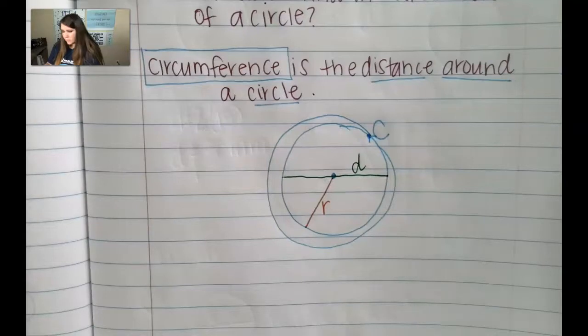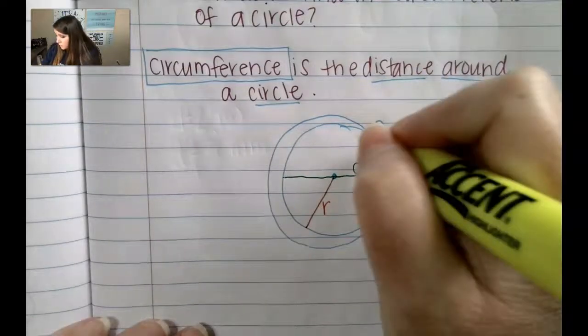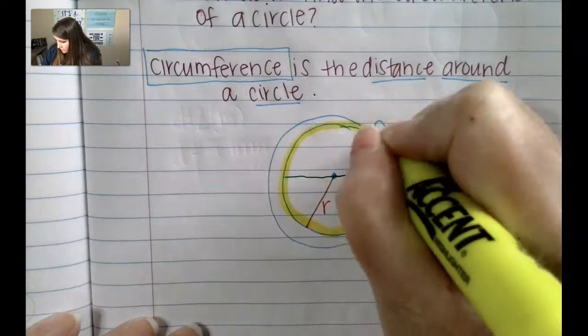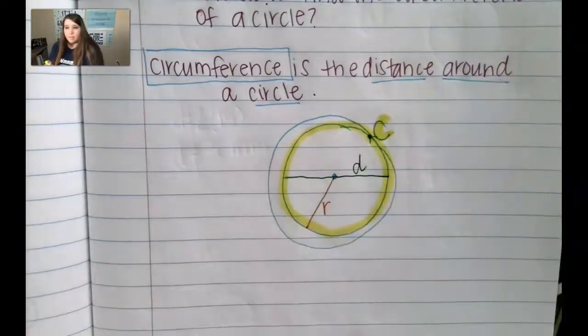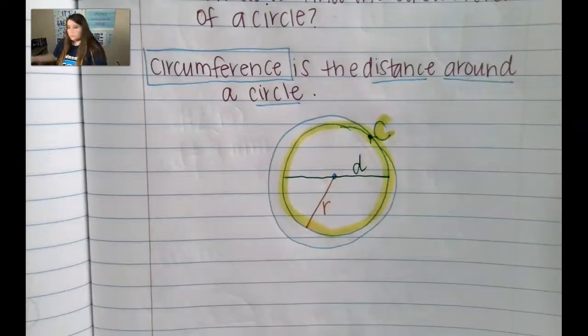Okay, I made the outside really big. I probably should have just used a highlighter. That probably would have been smarter to do. So your circumference is when you walk around this outer line, that is your circumference. So ignore that outer line because I was trying to highlight, but I didn't do a very good job with that one.